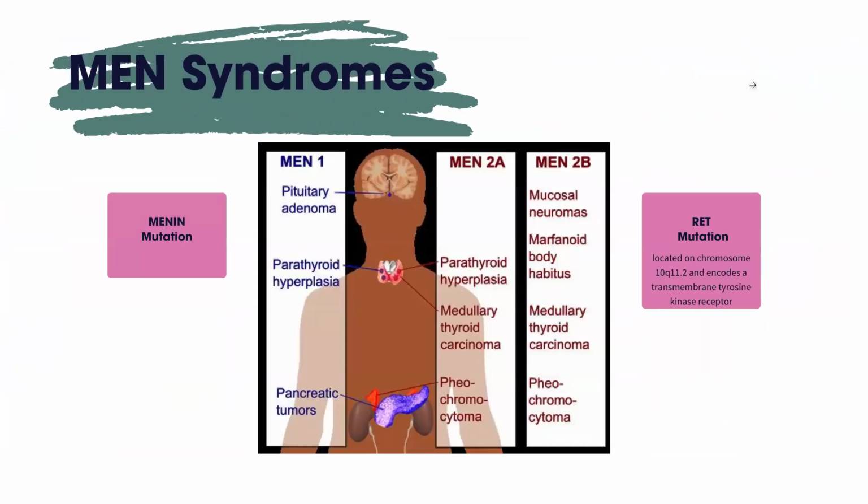So we'll do a quick review of the MEN syndromes. MEN2A and 2B is where you're going to see thyroid pathology. You'll see medullary thyroid carcinoma. With MEN2A, you'll also have parathyroid hyperplasia and pheo. For 2B, mucosal neuromas, marfanoid habitus, and pheo as well.